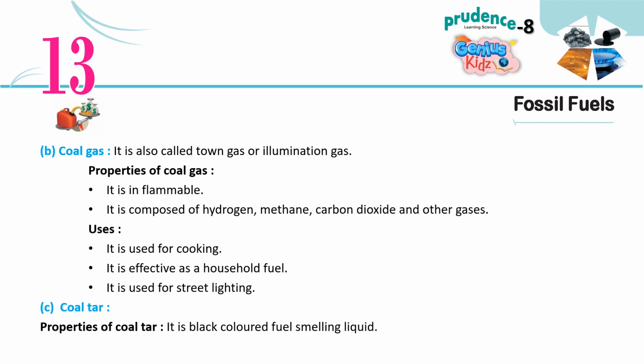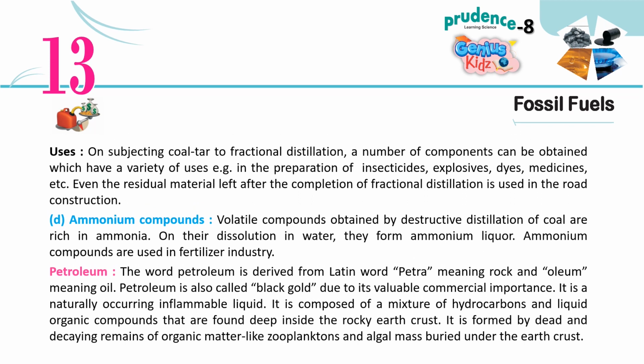C. Coal tar. Properties of coal tar. It is a black-colored, foul-smelling liquid. Uses. On subjecting coal tar to fractional distillation, a number of components can be obtained which have a variety of uses, for example, in the preparation of insecticides, explosives, dyes, medicines, etc. Even the residual material left after the completion of fractional distillation is used in road construction.